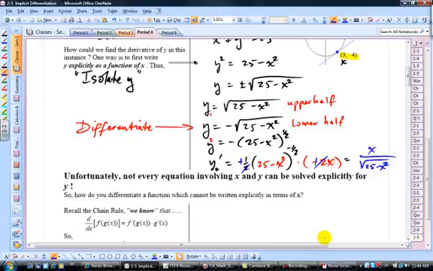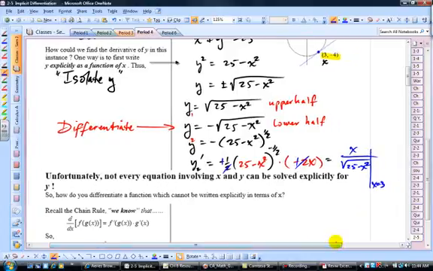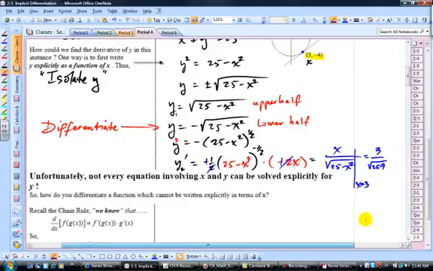Now, if you want the slope, you got to evaluate the derivative at the x coordinate of your point. What's our x coordinate? 3. So we evaluate this at x equals 3. And what do we get? We get 3 divided by the square root of 25 minus 9. Let's do it out loud. What's 25 minus 9? 16. Root 16? 4. So our slope's 3/4.